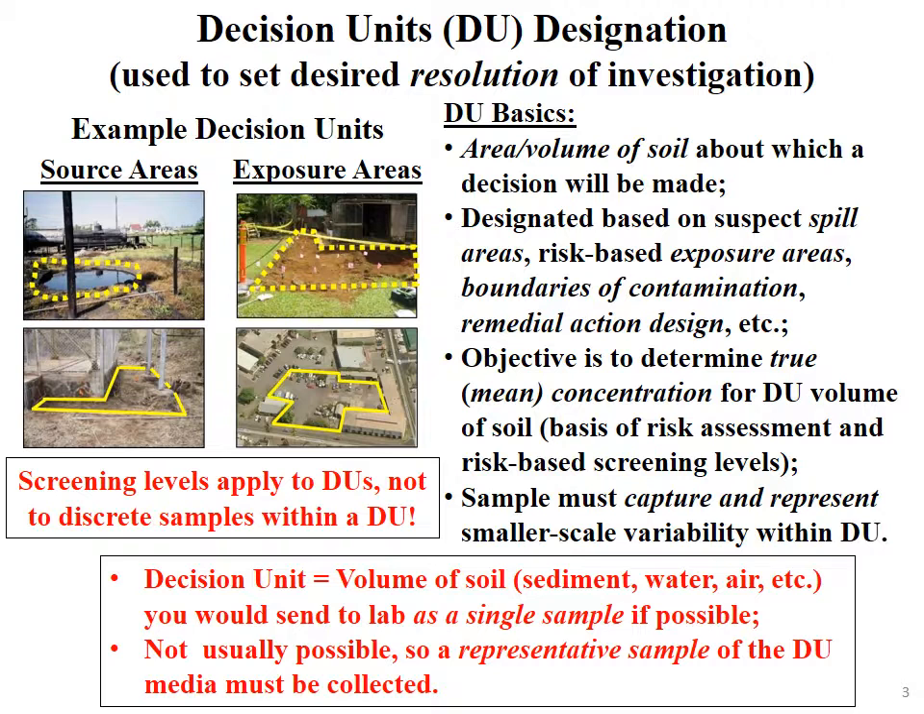It's a big mistake we made in the past, and I include myself, for the first 10 years of my career: comparing these screening levels, which are intended to apply to the true concentration or the mean concentration for large areas, to individual discrete samples. That was really the path we went down that caused most of the problems we've been dealing with for the past 20 or 30 years. So screening levels apply to the DU as a whole. It's a key point to remember. They're never intended to apply to individual discrete samples.